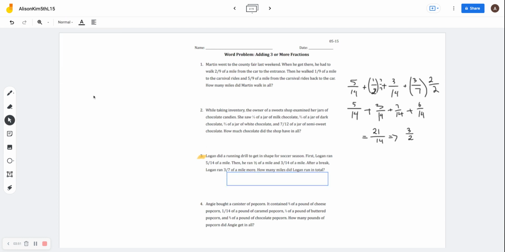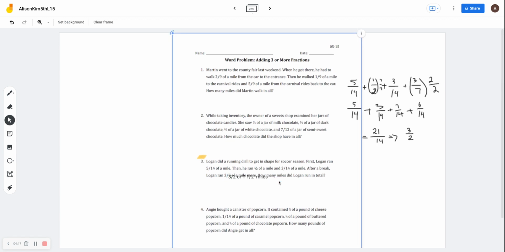Just make sure that since this is a word problem, you label your answer correctly. So it could be either 3/2, or 1 1/2 of a mile, or just miles. And that should be your final answer.